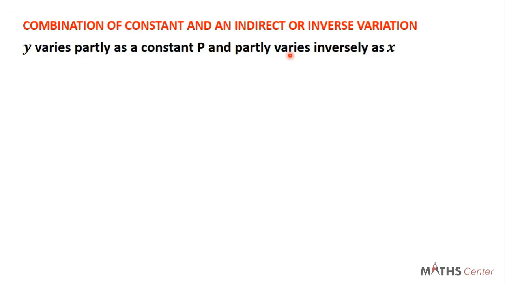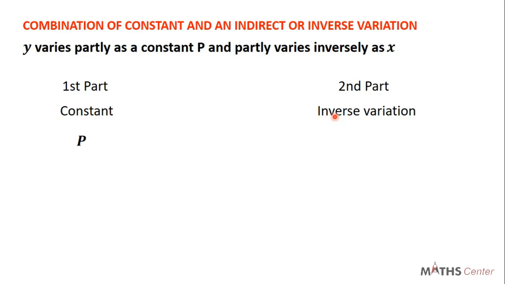This is when the variation part is a direct variation. We are going to consider when the variation part is an inverse or indirect variation. So here, y varies partly as a constant p and partly varies inversely as x. In this case also, the first part is a constant. So for the first part, y varies as the constant p. Now, the second part is an inverse variation, so y varies inversely as x.